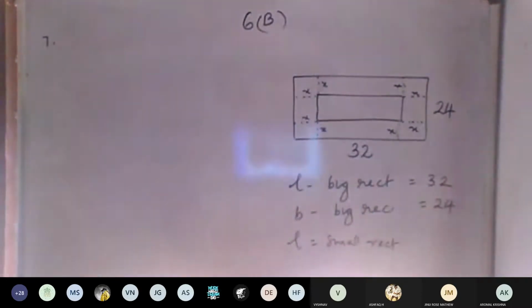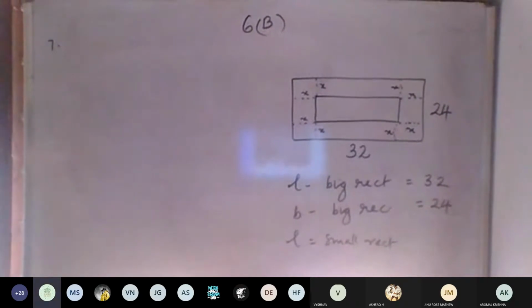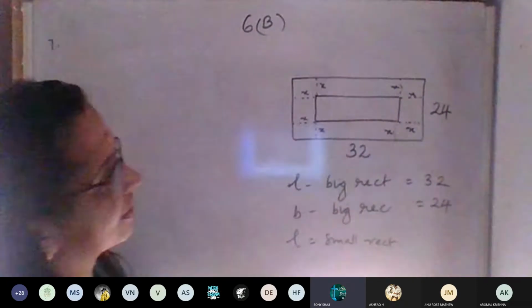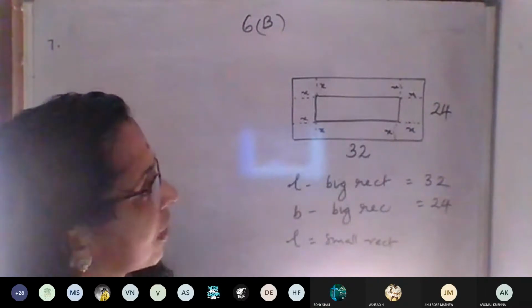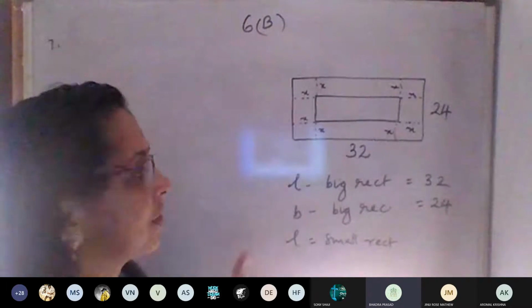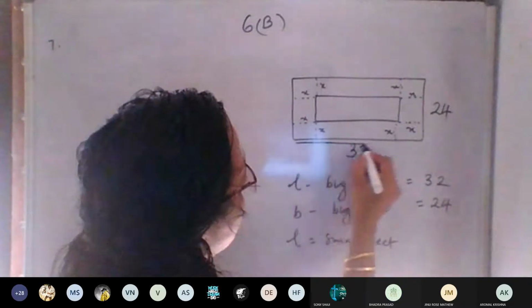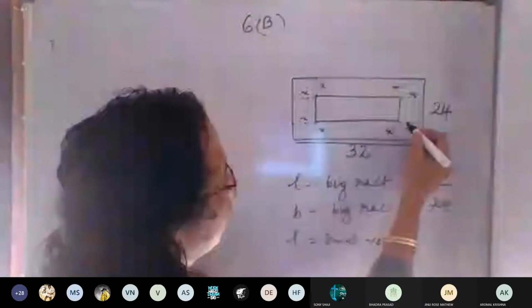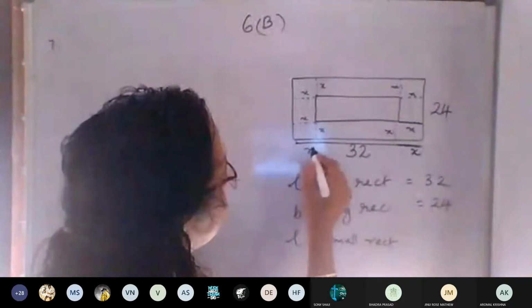Length of the small rectangle, with uniform width x. Let x be the uniform width. So what will it be? 32 minus 2x. Think and say. 32 minus 2x. The total length from here to here is 32. From this, this portion is x, and from here to here this portion is x.